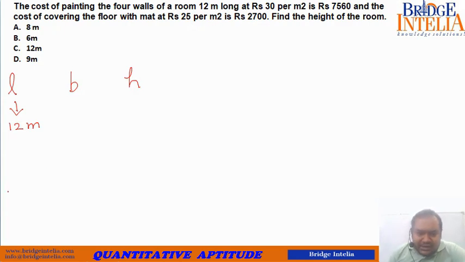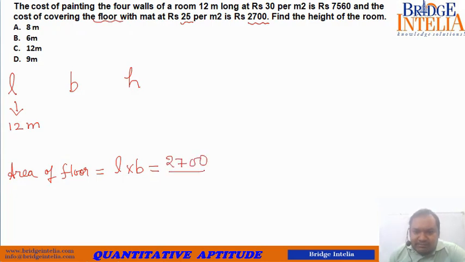So the floor area, the area of the floor, which is given by length into breadth, must be equal to... he has spent a total of 2700 at a rate of 25 per meter square. So what must be the area of the floor? Total cost by rate per unit area: 2700 by 25. So let's see, 27 into 4 is 108. So this comes out to be equal to 108.